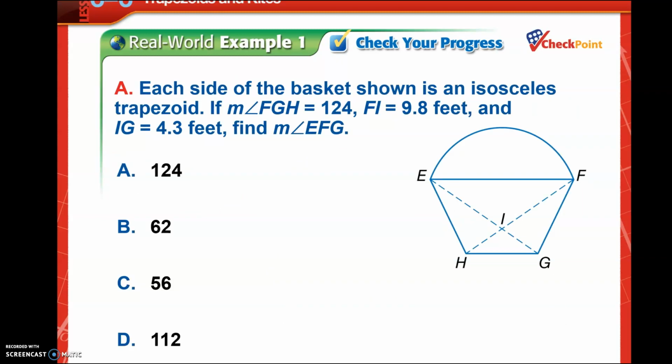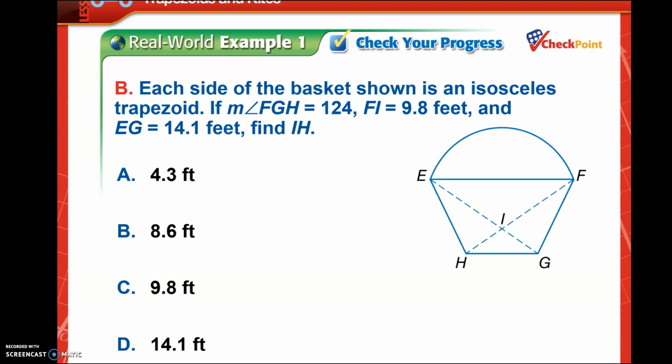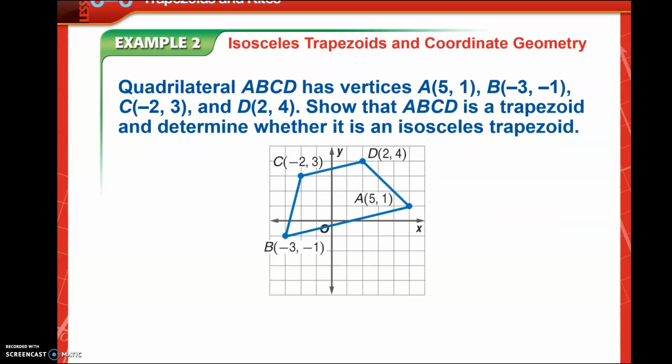So same thing here as we did in the last one. See if you can figure out EFG, this angle, knowing these angles are 124. And also see if you can figure out what IH is. So try those, and then you should see your answer up here when you work those out.